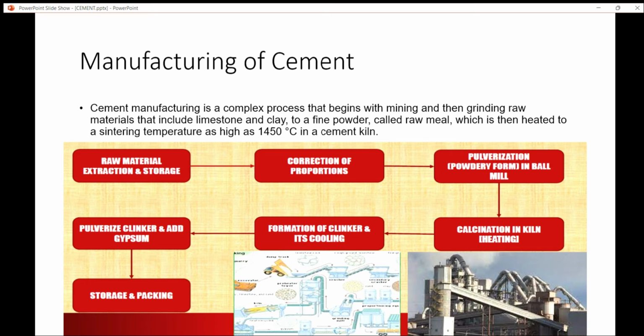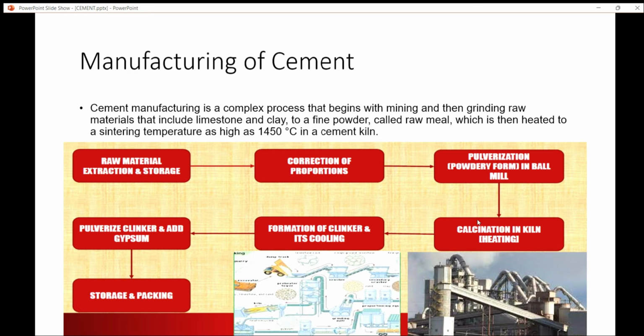Manufacturing of cement. The cement is manufactured this way: at first raw materials are extracted from the earth's crust and stored in a building or some place, and then we decide in which proportion we have to mix the amounts to make the best cement, that is the correction of proportions, and then we fill it in a ball mill to form a powder.